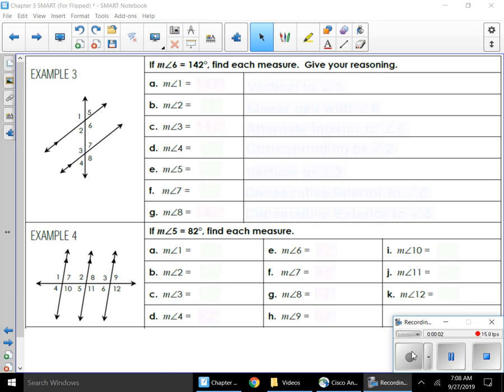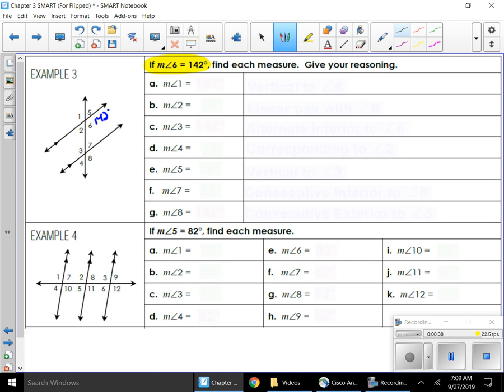So example 3 is slightly more challenging than example 2 because the angle they gave me is angle 6, 142 degrees. So I'm not starting with angle 1 like I did last time and worked my way around. Now I have angle 6 at the beginning, and notice they did change the numbering scheme. Now 1, 2, 3, and 4 are all on the left side, 5, 6, 7, and 8 are all on the right side. So this table will look different.